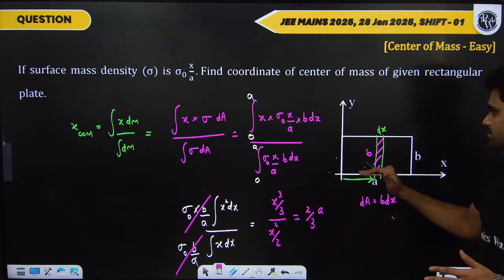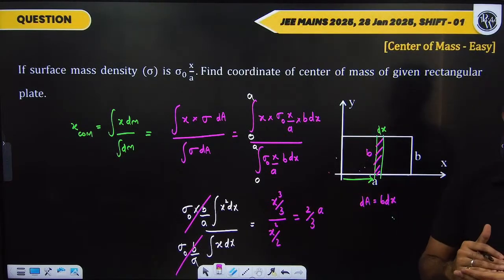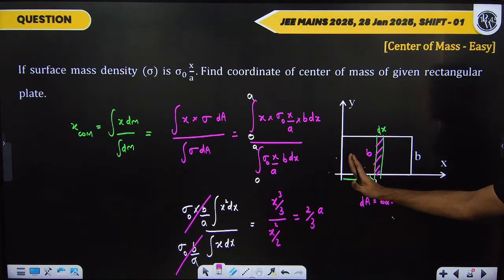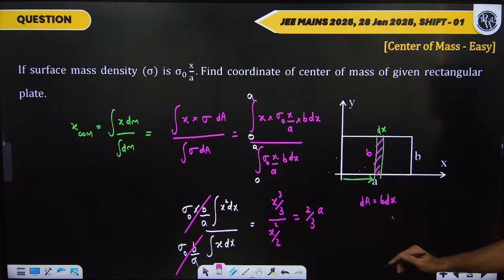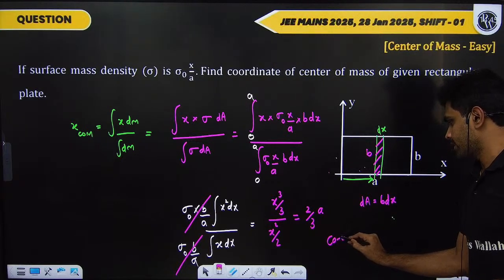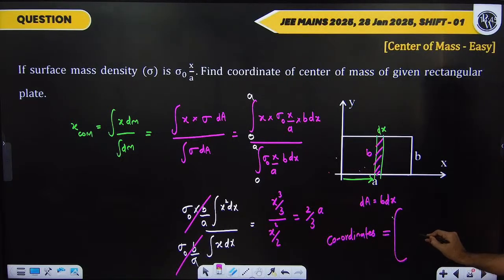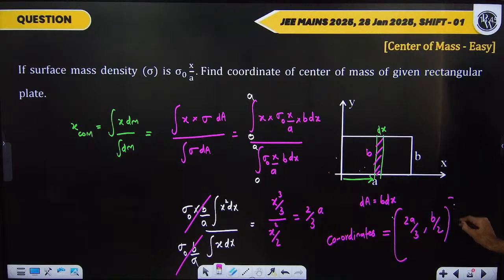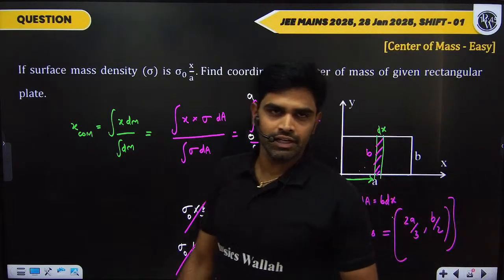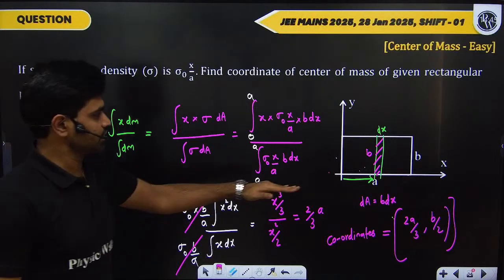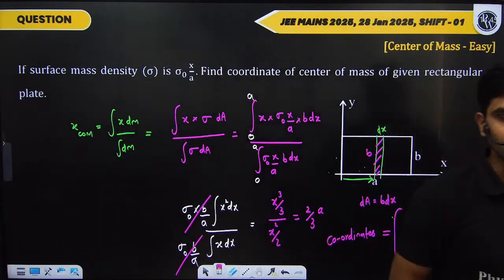The y coordinate is very simple. There is no variation along the y axis, so the coordinate will be b by 2. The variation is only along the x axis. So the coordinates are 2a by 3 comma b by 2, because the variation is only along the x axis, and along the other axis the coordinate is just the middle.